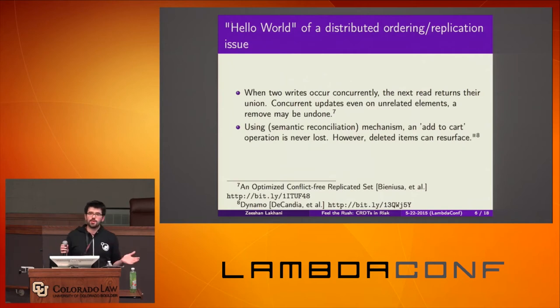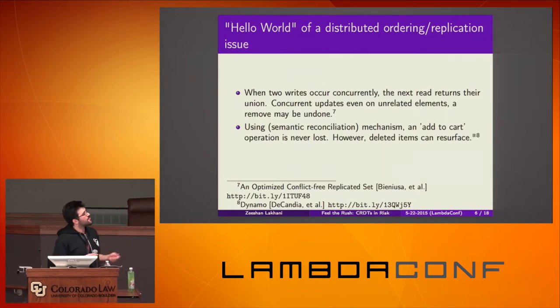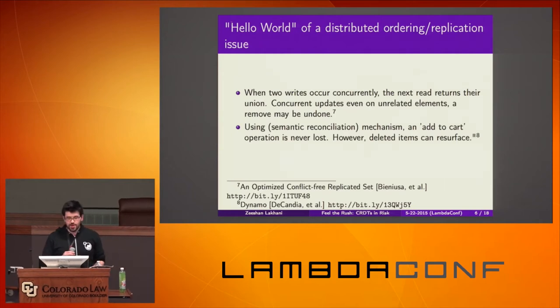Okay, so here's the hello world of distributed systems, and yes, we have two writes concurrently. The next read returns their union. Concurrent updates, even on unrelated elements, a remove might be done. The obvious one we might see is from the Dynamo paper, Amazon. I don't know, maybe this happened more in Amazon, but there were times when you go, okay, I put a book in my cart, put another book in my cart, I remove that book, I go back to the cart later, that book's back. It happened, right? I mean, it definitely did. I remember a couple years ago, it definitely did.